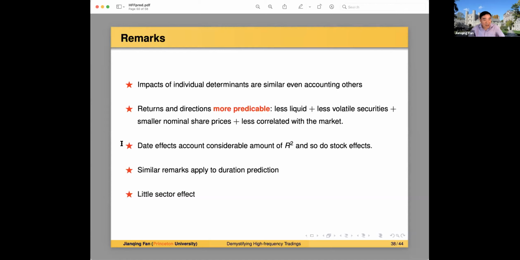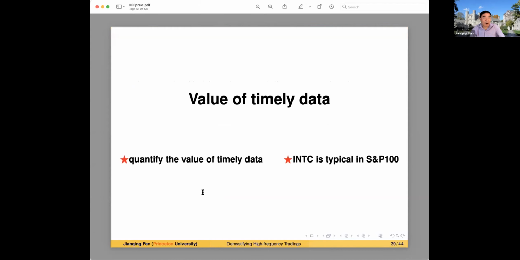And the date effects account considerably for R squares. So that means the predictability changes a lot from date to date. And the stock effects, so it also changes a lot across different stocks. So similar remarks apply to duration predictions. Again, if you examine the sector effect, the sector effect is very small.